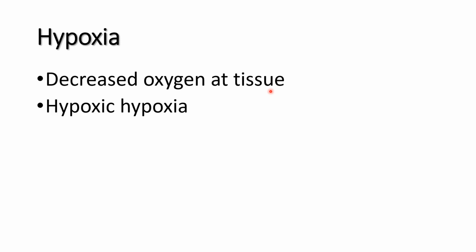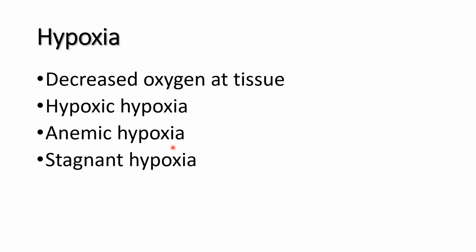When the oxygen tension in the arterial blood decreases, it produces hypoxic hypoxia. When the oxygen carrying capacity decreases, it produces anemic hypoxia. Any change in the velocity of the blood flow produces stagnant hypoxia. When the utilization of oxygen by cells is affected, it produces histotoxic hypoxia.